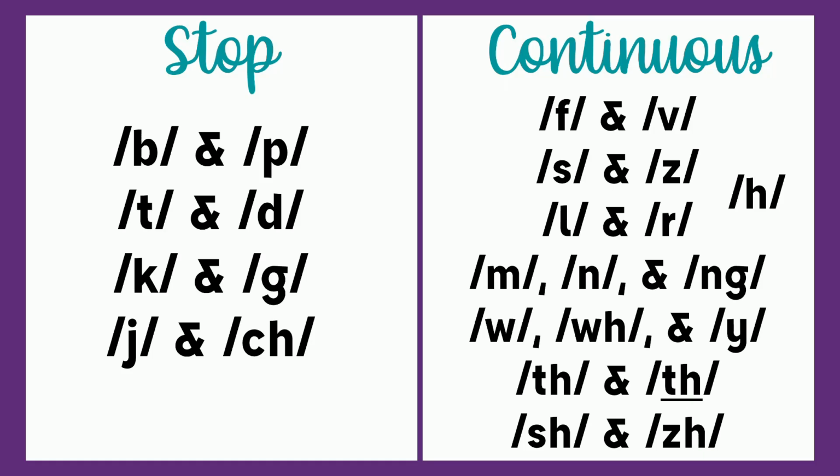So let's go through the stop sounds. First we have b and p. Notice, again, I worked on really not making an uh sound after, but just the sound made by my mouth as forming that sound. B, p. Next we have t and d. T, d. K and g. K, g. And last we have j and ch.